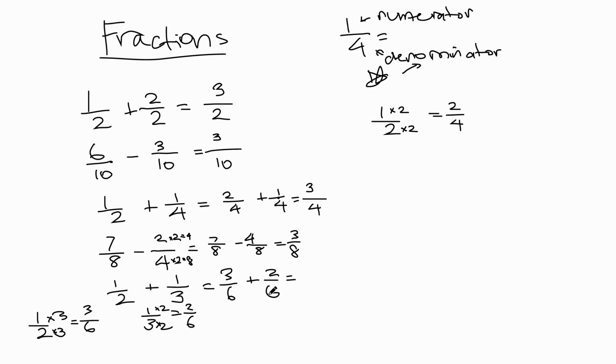So again, the denominators are the same. 6. 3 plus 2 is 5. Done. So remember, always get the denominators the same, and then you should be able to solve any kind of simple fraction like this.